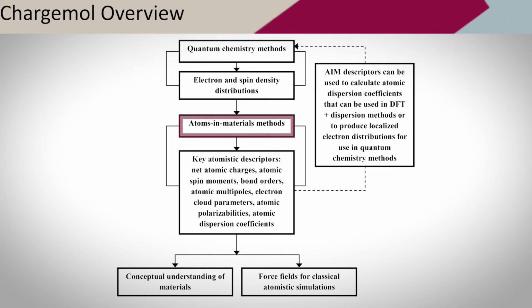Atoms in materials, AIM, methods use the information generated by quantum chemistry methods to compute properties such as net atomic charges, atomic spin moments, bond orders, and others. These atomistic descriptors serve us to gain conceptual understanding of materials, and they can also be used to construct force fields to use in classical atomistic simulations. AIM methods link quantum chemistry and atomistic simulations since they facilitate parametrization of force fields using automated methods from quantum chemistry.